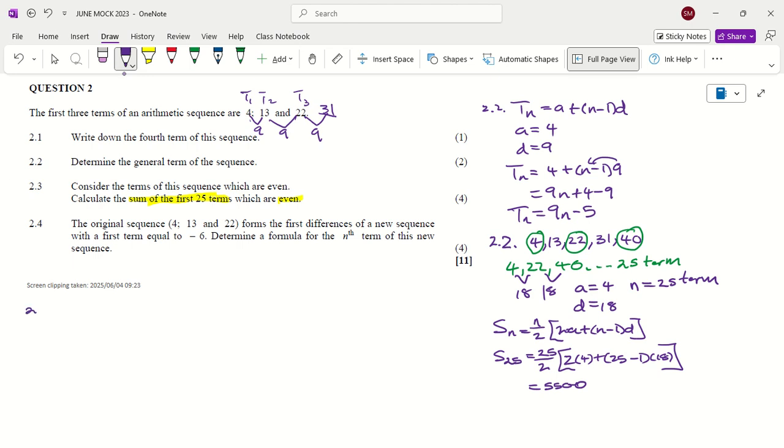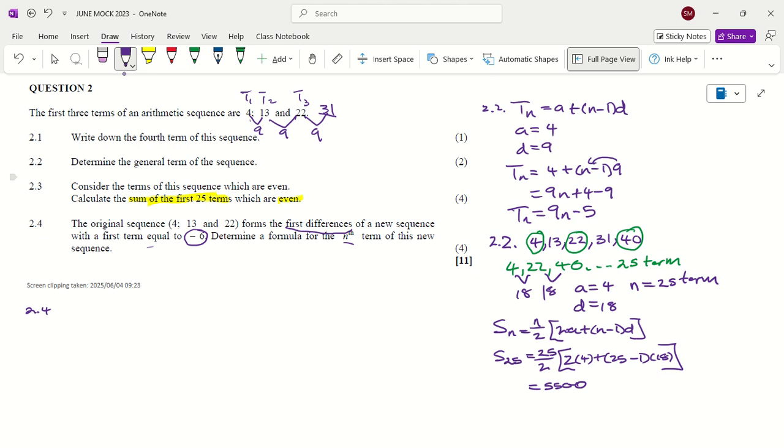2.4. Okay, this is where you have to listen. The original sequence, the one above, forms the first differences of a new sequence with a first term which is -6. Determine the nth term of that sequence.